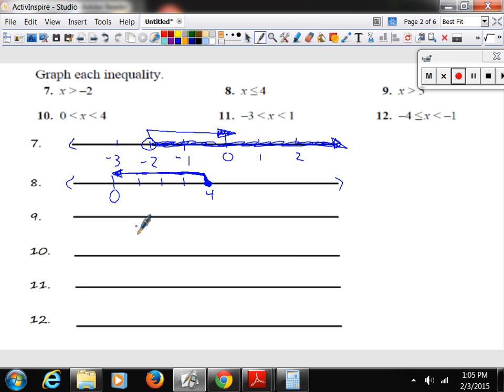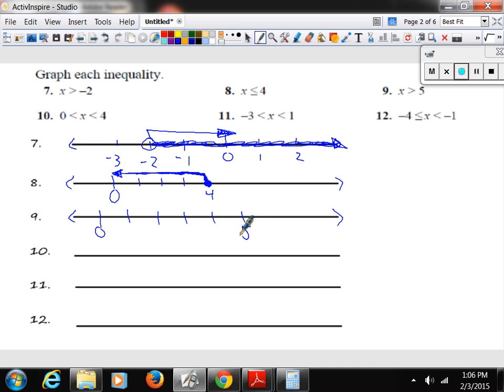9, I believe that's a 5 underneath there. Yep, so x is greater than 5. So I'm going to start way over here on my left side at 0, and then I'm going to count over to 5. Stephanie, what do you think?